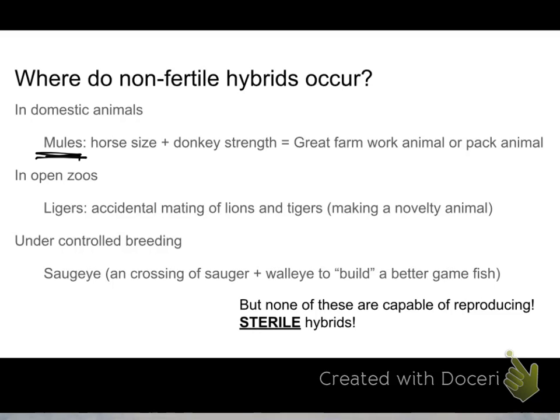Donkeys are incredibly strong for their size. They're little teeny tiny animals, but pound for pound, they are powerful. I've known people like this, people who were little teeny tiny people, but man, pound for pound, they were fierce. So when you breed a horse and a donkey, you get a mule, and here's the good thing about mules. They have horse size and donkey strength. So they're actually better than either of their parents in terms of what they're able to do.